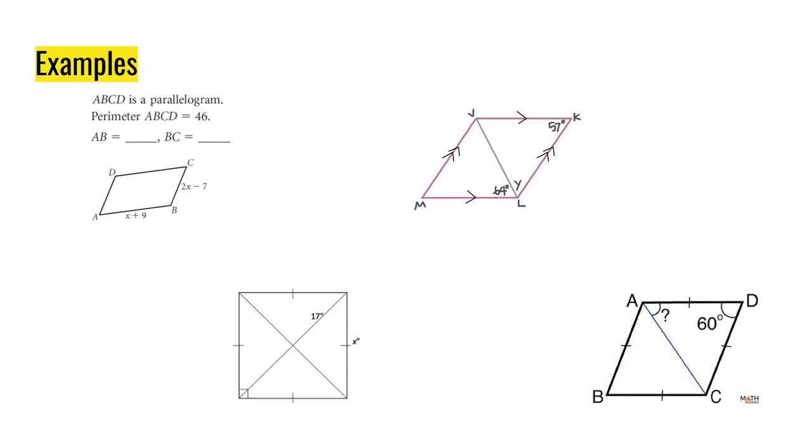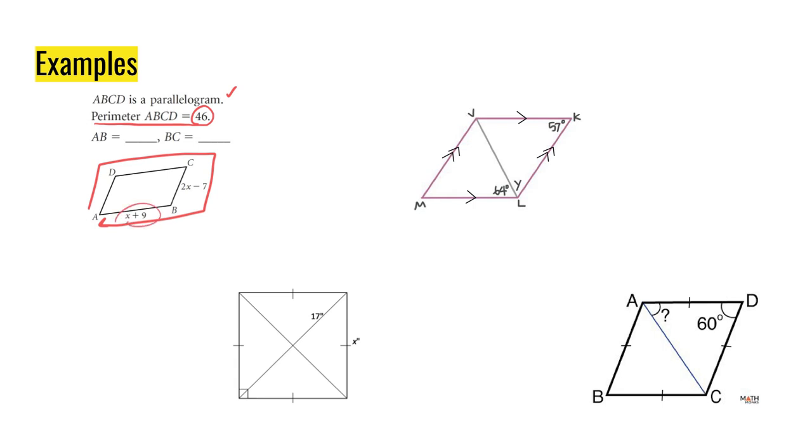Okay, some examples of how we can use all of those different properties that you found. So I've got quite a few here. I'm going to start in the top left. I see that I'm given some information that ABCD is indeed a parallelogram, and I'm told that the perimeter of the whole shape is 46 units, which means all the lengths all the way around equal 46. I'm being asked to find lengths AB and BC.